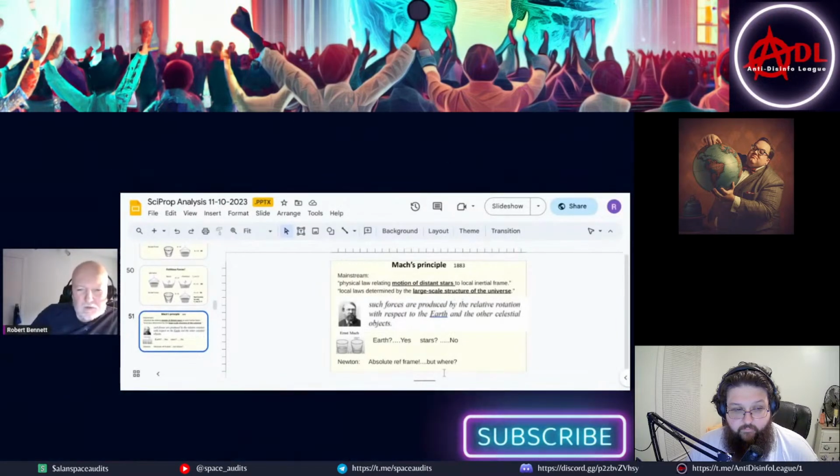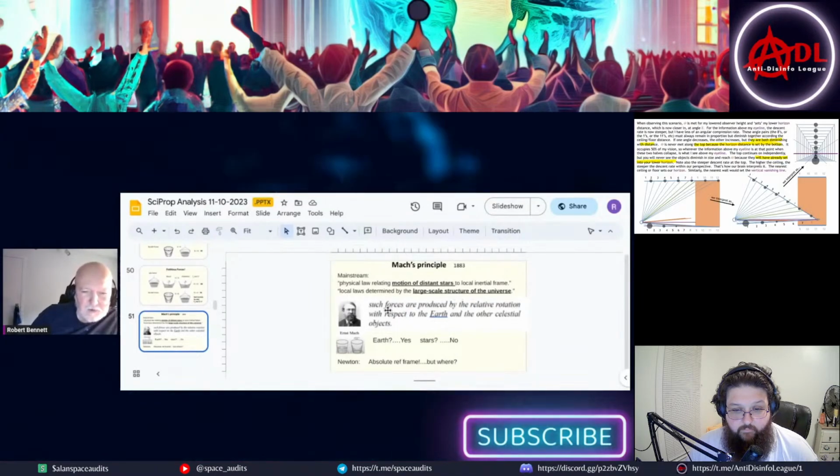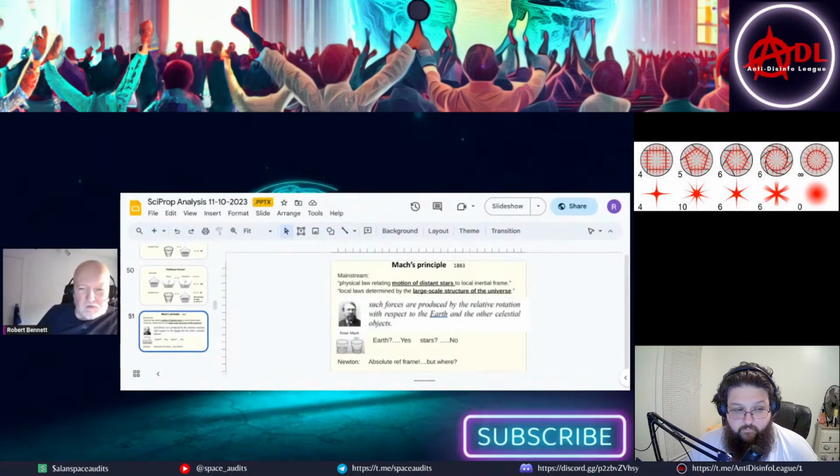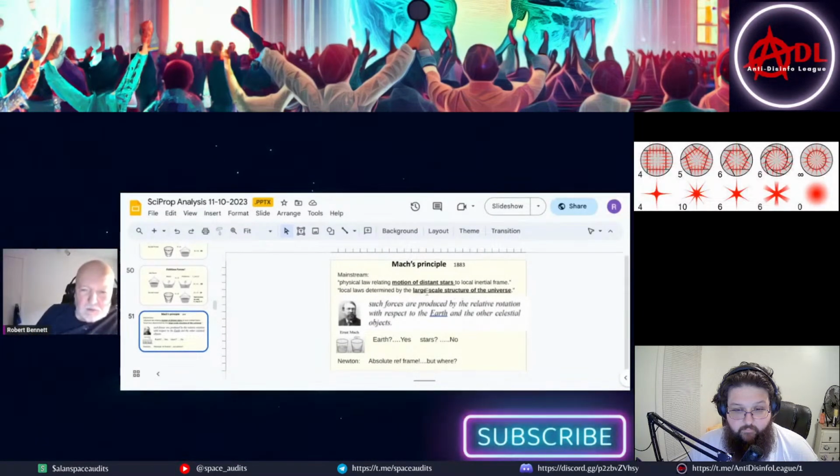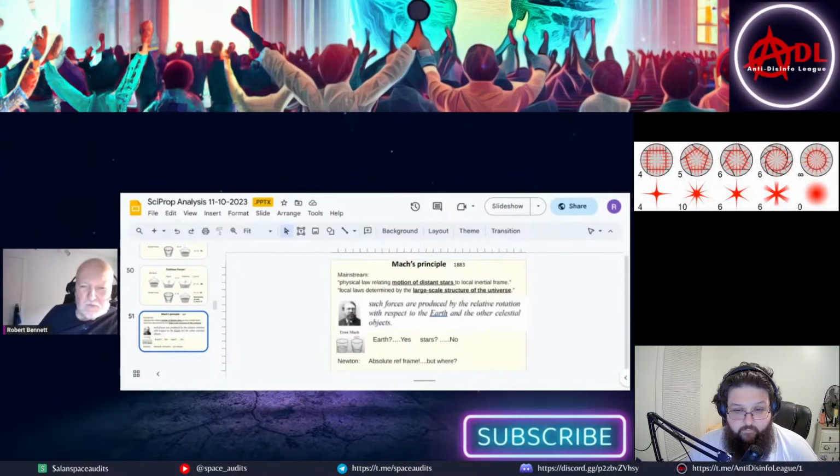Now, what I did was I looked at the sources. I looked at the book that Mach wrote. And what it says is such forces are produced by the relative rotation with respect to the Earth and the other celestial objects. So what Mach actually said is it's the rotation with respect to the Earth and the other celestial objects, which is not what is quoted in the mainstream textbooks.